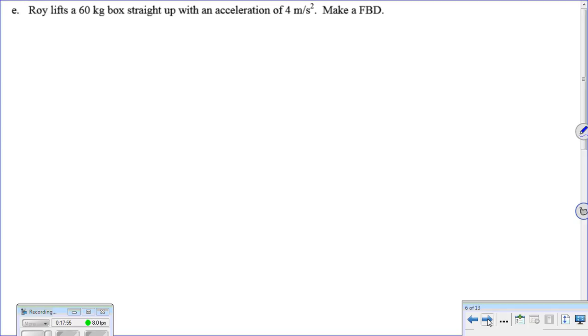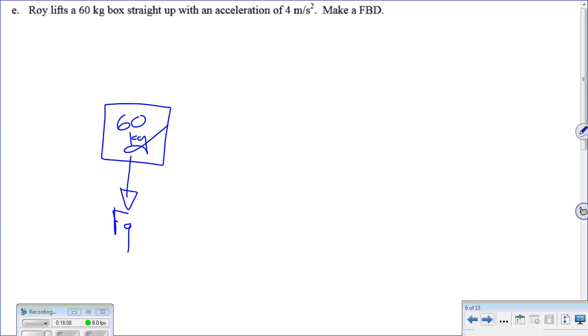E. Roy lifts a 60-kilogram box straight up with an acceleration of 4 meters per second squared. So, 60 kilograms is the mass. Start by putting in your force of gravity. So that's step 1. Mass and force of gravity. Step 2. Are there any given forces?